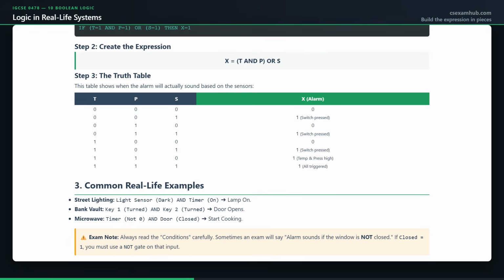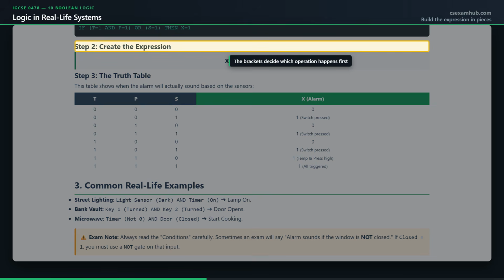Now join the two conditions. The scenario said the alarm sounds in the first situation or the second, so we join them with OR. That gives X equals bracket T AND P bracket OR S. Those brackets are doing real work. They say the AND happens first, and only then is its result combined with S.